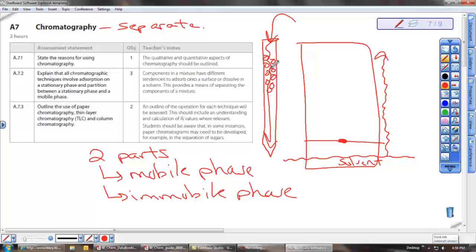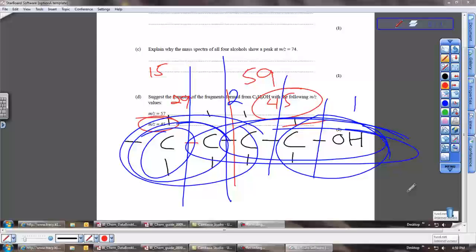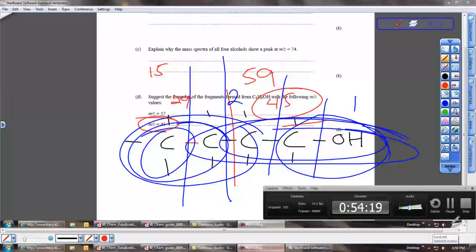Does that make sense to everybody? That's chromatography in a nutshell. And I think that's it. The rest of the drawings we used earlier, I'm going to go ahead and stop.